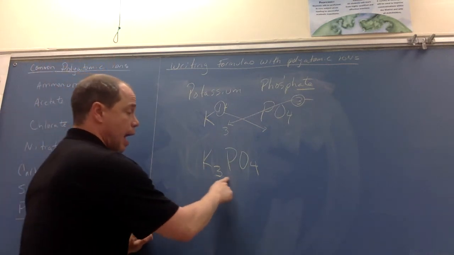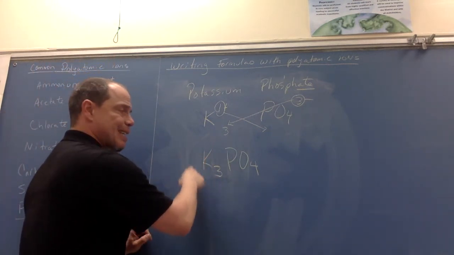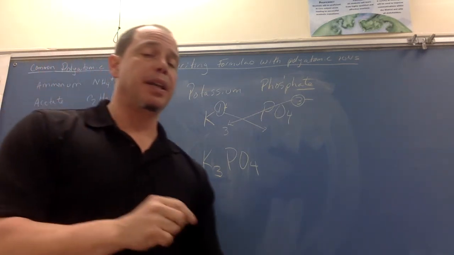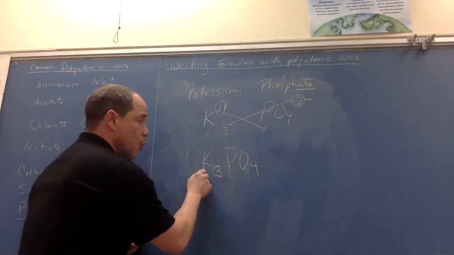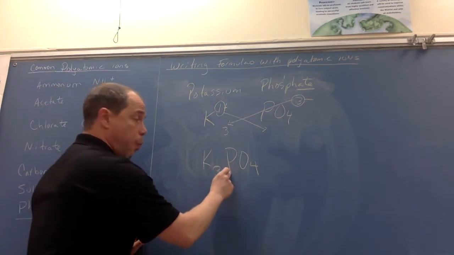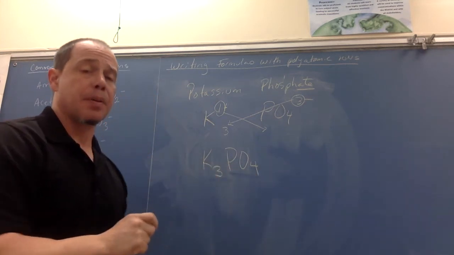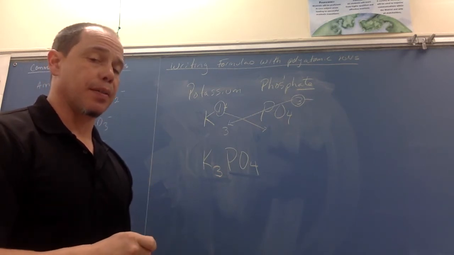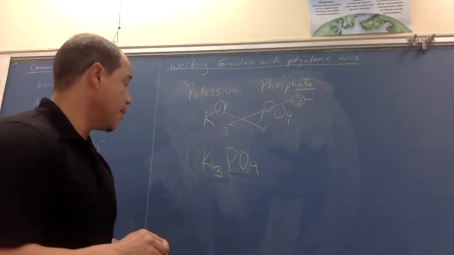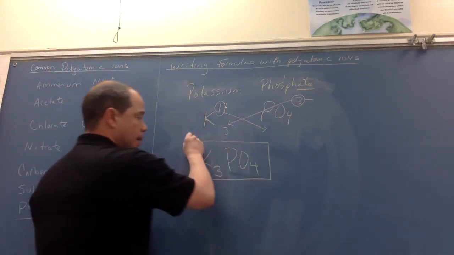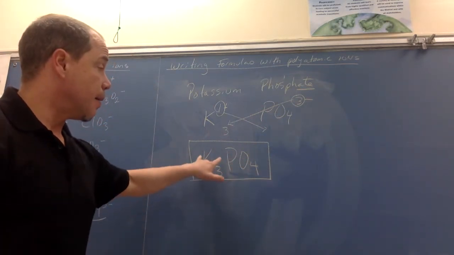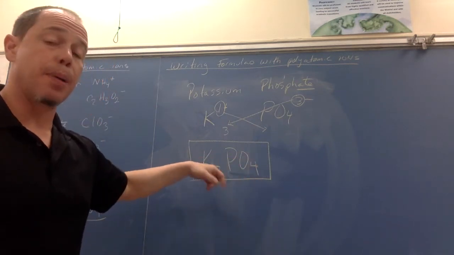Now, notice that that 3 below the K does not have a parentheses. I don't need it. And the reason why I don't need it is because K is 1 element. 1 element does not need a parentheses around it. 1 polyatomic ion does not need a parentheses around it. Okay? If I have more than 1 polyatomic ion, I need to represent with parentheses. All right? So this is a correct formula for potassium phosphate. Notice that there's no charges present. And the reason being is that the overall charge for this compound is 0.